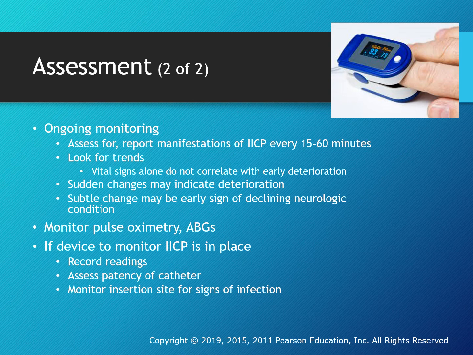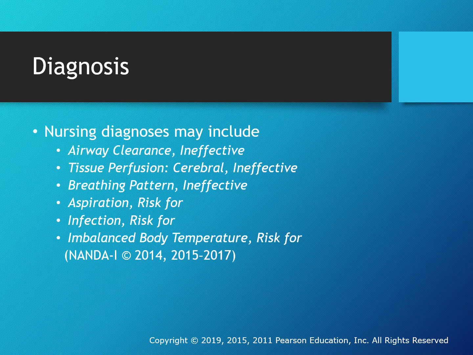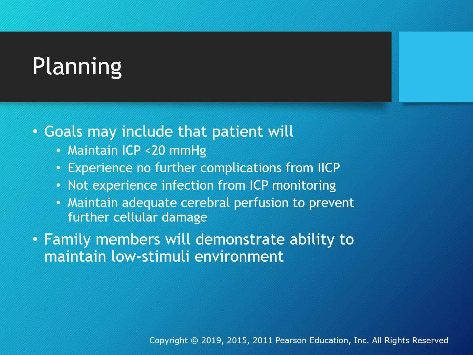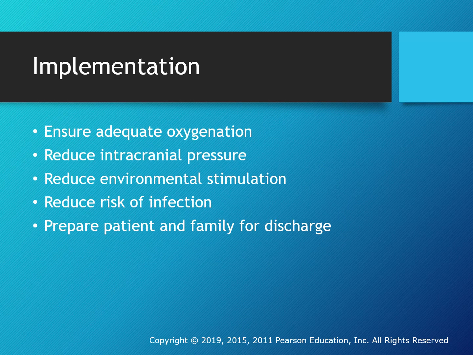Monitor the pulse oximetry. You want to keep the O2 sats and the CO2 levels within normal range. Safety alert: often the earliest manifestation of a change in ICP are alterations in level of consciousness and respirations. So it's important to assess that patient and report those changes immediately to the physician. Here are your nursing diagnoses, your planning, how you want the patient, the patient will have an ICP less than 20. They'll have adequate cerebral perfusion, and they won't experience any adverse side effects.